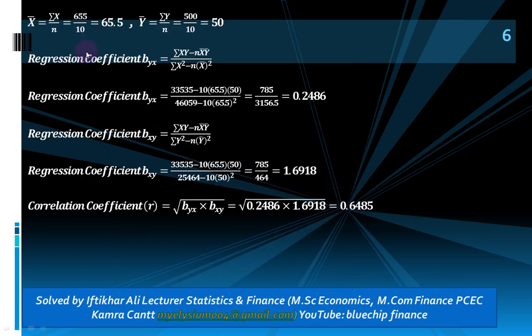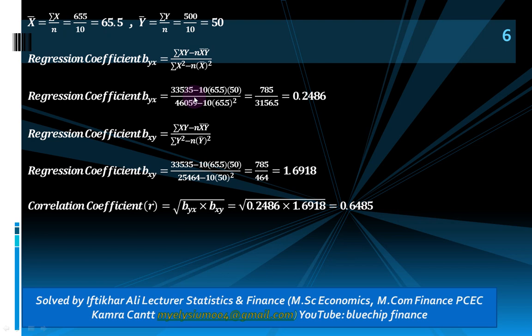In this question, I used a different formula for the calculation of correlation coefficient, and that is correlation coefficient through the calculation of regression coefficients beta y on x and beta x on y. So regression coefficient beta y on x is equals to sum of xy minus n mean of x multiplied by mean of y divided by sum of x square minus n and mean of x square. So means are here. Mean of x is 65.5, mean of y is 50.